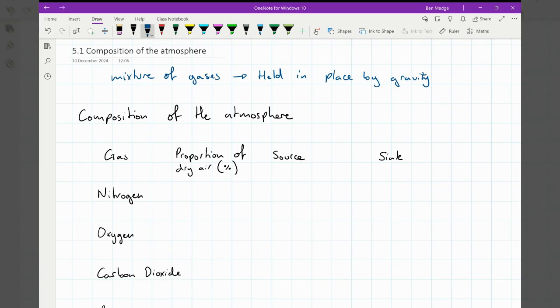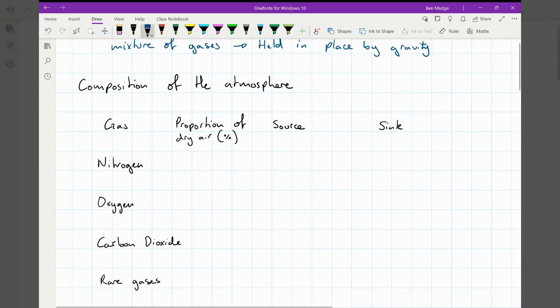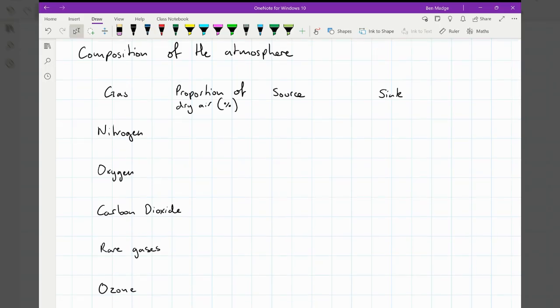Now, there are a number of important gases that you need to be aware of. The gases that we're looking at are nitrogen, oxygen, carbon dioxide, rare gases, which includes things like methane and xenon, and argon and krypton and all these sort of inert gases, and then ozone as the last one we've got here.